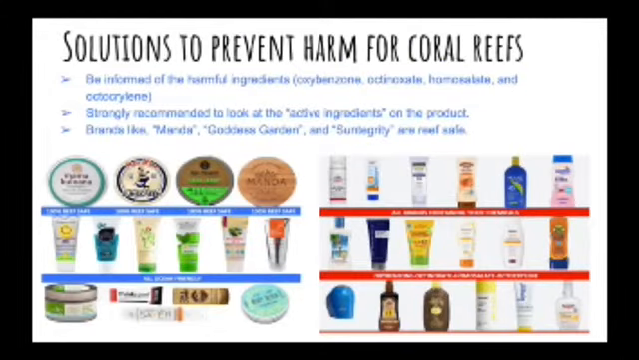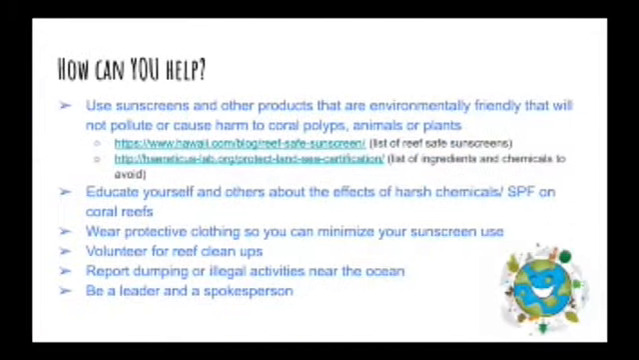So I'm going to be talking about the solutions to prevent harm for coral reefs. As Gloria mentioned earlier, it's important to be informed of the harmful ingredients such as oxybenzone. It's also strongly recommended to look at the active ingredients on the product. Brands like Manda, Goddess Garden, and Sintegrity are 100% reef safe compared to other brands which do contain harmful chemicals such as Banana Boat, Coppertone, Neutrogena, and here's some ways where you could help.